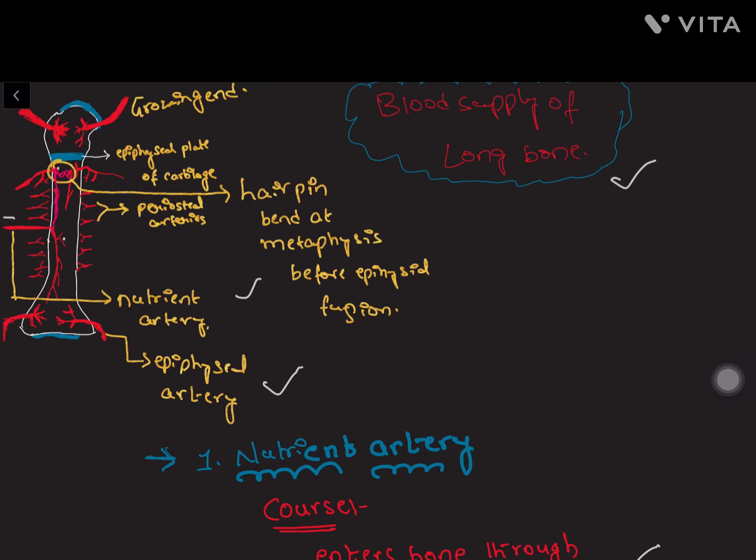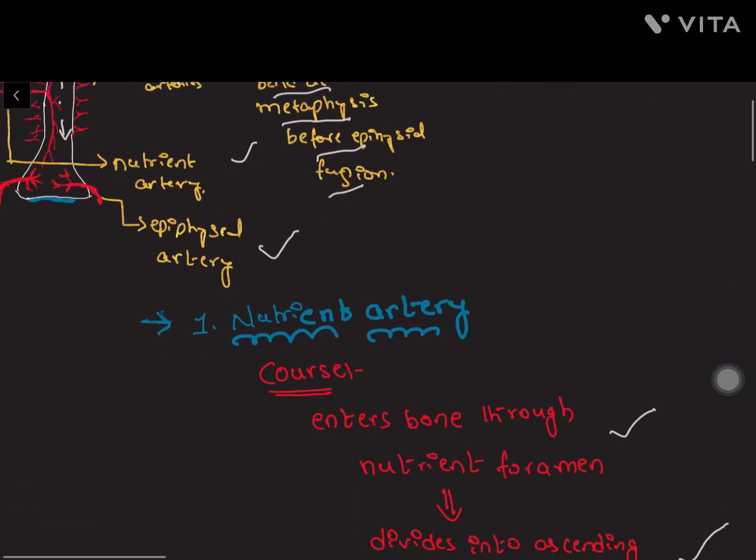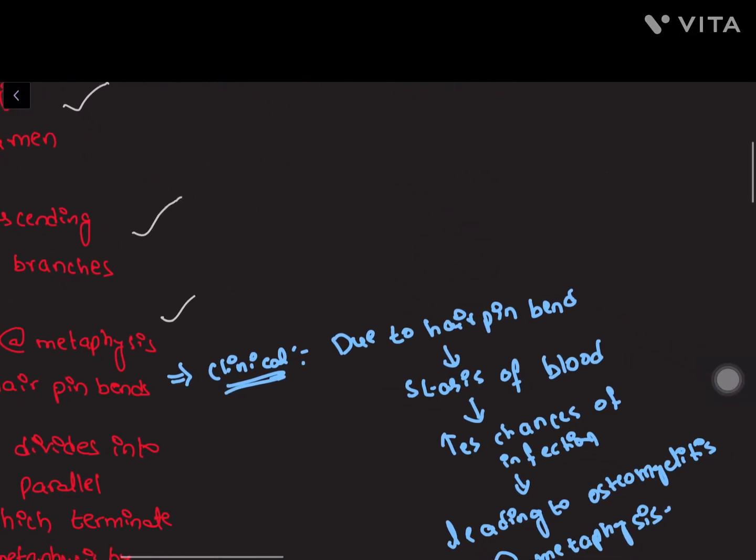Here, the nutrient artery is entering the bone through the nutrient foramen. It is going up as the ascending branch and the descending branch. And here we can see the hairpin bend at the metaphysis. This hairpin bend is mainly seen in children, as their epiphyseal plate or growth plate is still not fused. Okay, so we will see the clinical implication here.